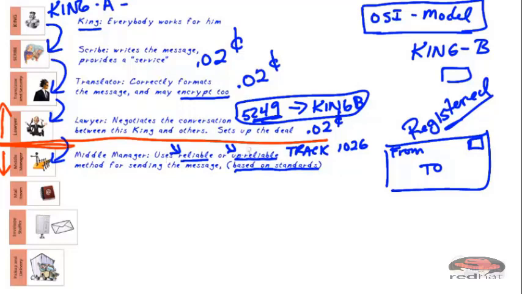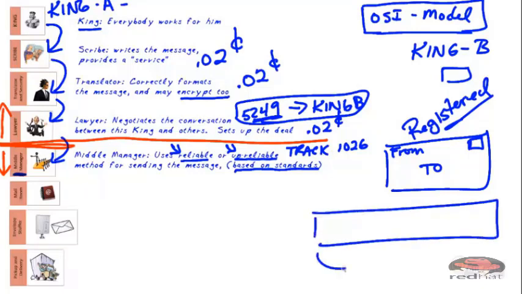The other thing that happens that's really cool at the middle manager is, as this message comes down from the king, maybe it's getting so big that the middle manager is going to chunk it up. Now, chunk, what does that mean? It means to carve up. So let's say this is the entire length of the message right here. Now, this message isn't just the king's invitation. Remember, this message also involves the scribe's added information, the translator's added information, the lawyer's added information, and the middle manager adding the tracking.